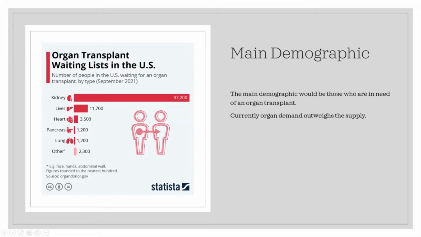Firstly, let's note that the main demographic being affected would be those who are in need of an organ transplant, maybe due to a disease or simple organ failure. According to the graph being displayed, there are approximately 97,200 people on the waiting list for a kidney transplant. These statistics display that the organ demand is high, whereas the number of donors of the organs is low.